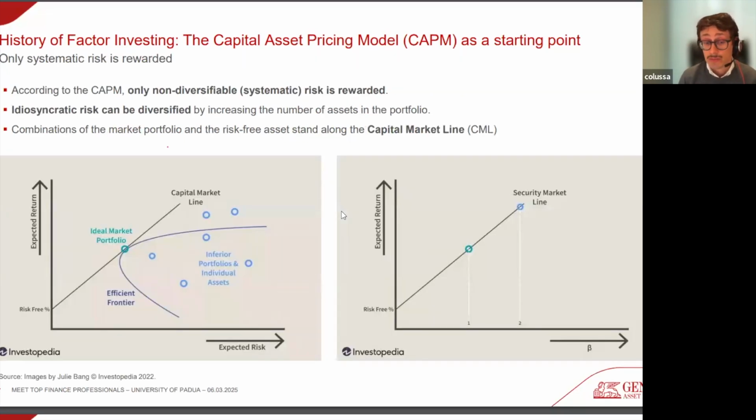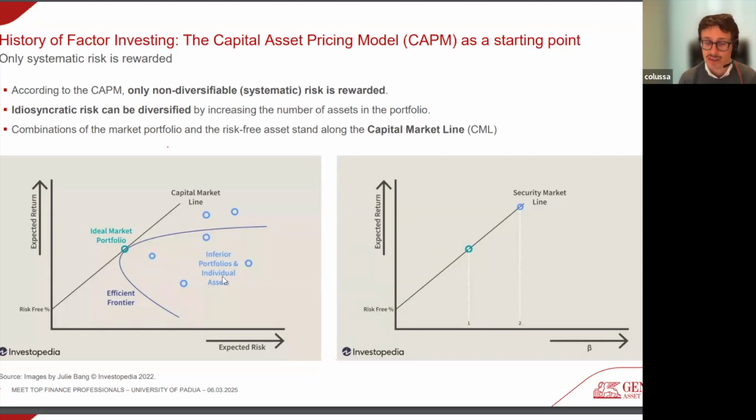Here's a representation, let's say, of a formula. The one I showed you before is basically the formula on the right chart. So linking the beta on the x-axis with the expected return. So you see, it starts from the risk-free rate. We have a market at 1, and all the assets would stand on this security market line depending on their beta. The graph on the left is actually almost the same.